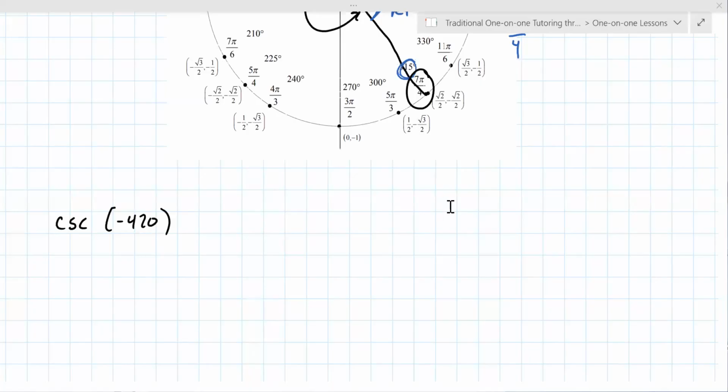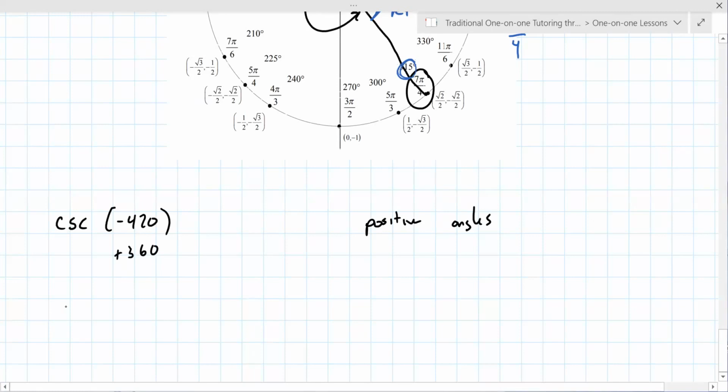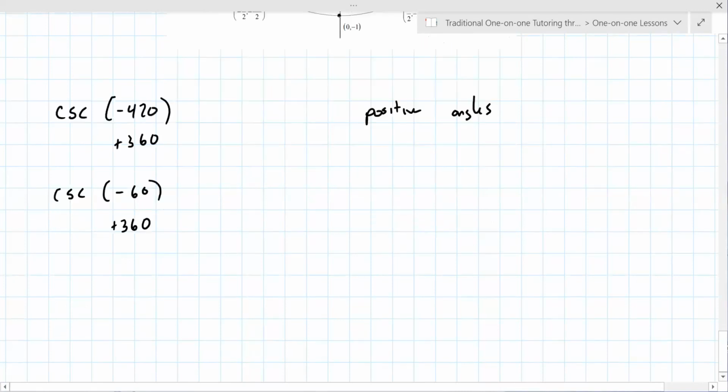Okay, so the first thing is that you really only want to work with positive angles if you can. So we need to add 360 to this. So that's the cosecant of minus 60, but it's still not positive. So you add 360 again. And that's cosecant of 300. You follow that?